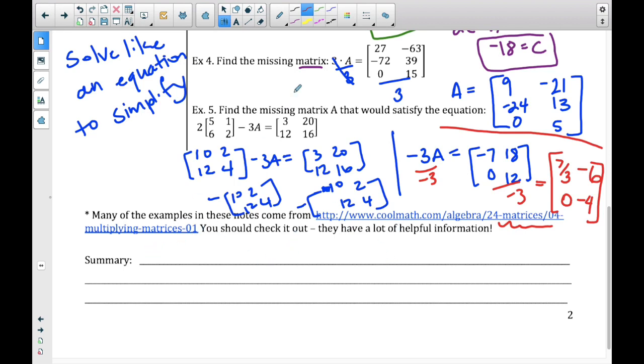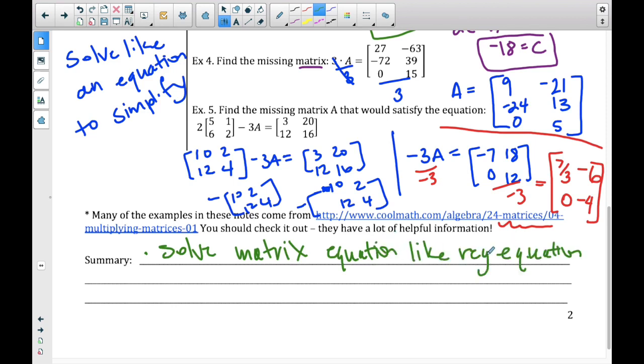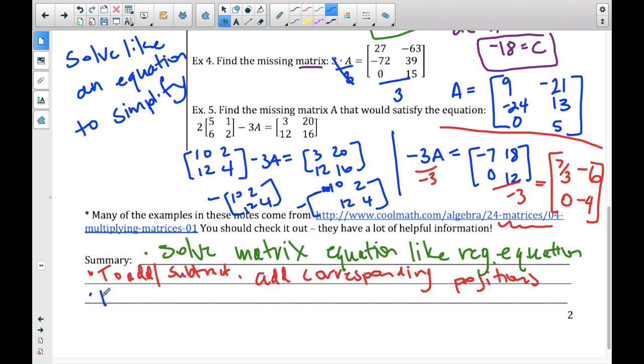Okay, summary. What are some things that we need to write down? Well, one thing is when you solve a matrix equation, we use the same steps as we would to solve a regular equation. Something we talked about with adding: to add or subtract, just add the entries in the corresponding positions. And for scalar multiplication, distribute. That is all we are doing today. These problems should be pretty easy because it's really just basic arithmetic. It's just having a whole matrix with it.